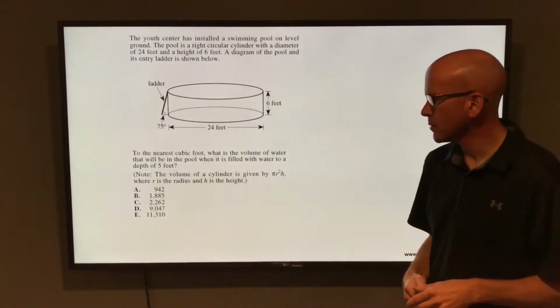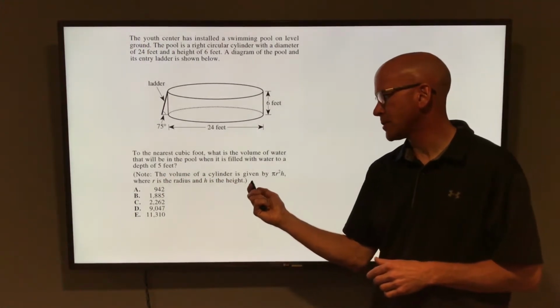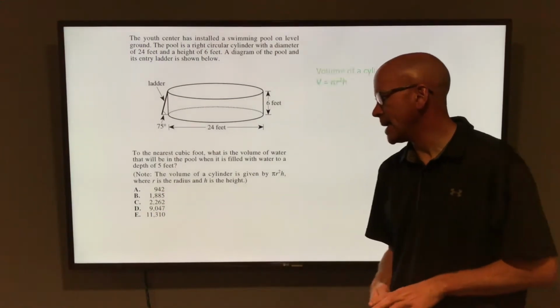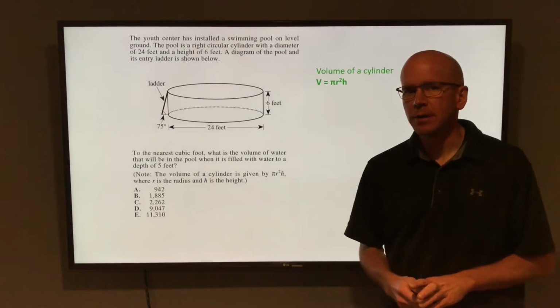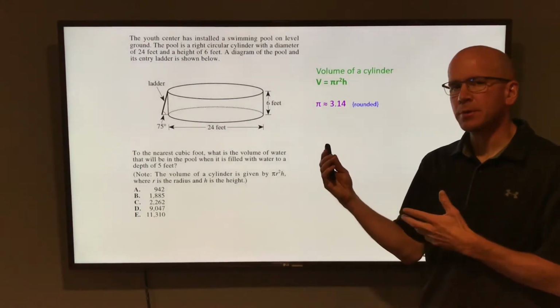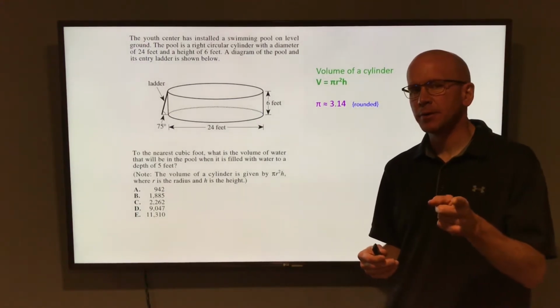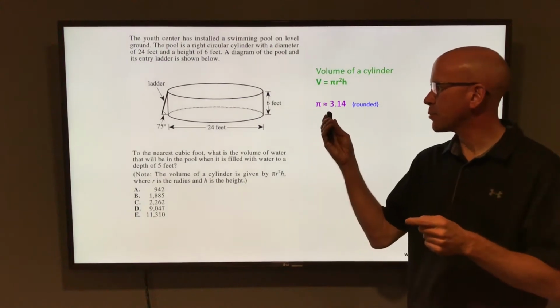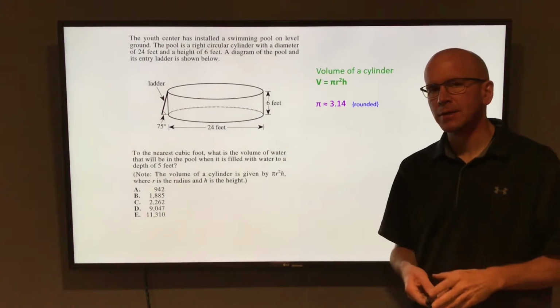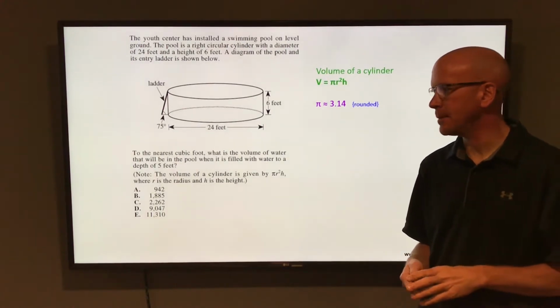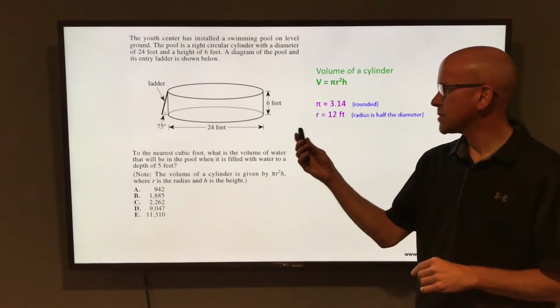The volume of a cylinder is given by this formula, pi r squared h, where r is the radius and h is the height. We're going to take pi as 3.14, but there's also a pi button on your calculator. Using 3.14 and the pi button on your calculator will give two slightly different answers, so be careful of that.